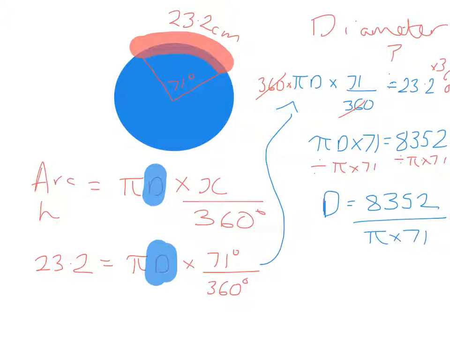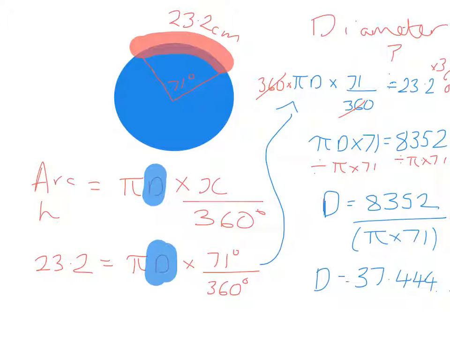When you're doing this on a calculator, please make sure that the bottom line goes inside a bracket. And so the diameter will be 8352 divided by pi times 71 inside a bracket, which will be 37.444. And then you would round it to the appropriate number of decimal places.